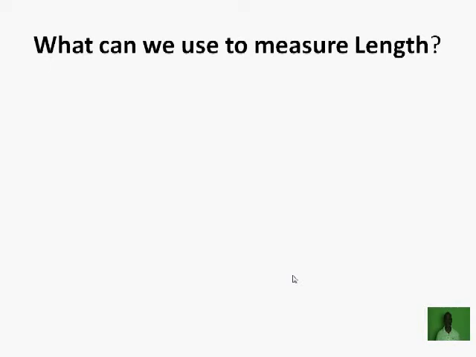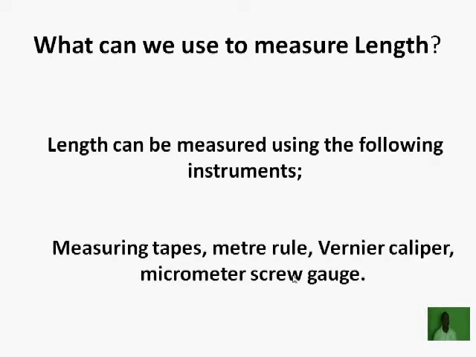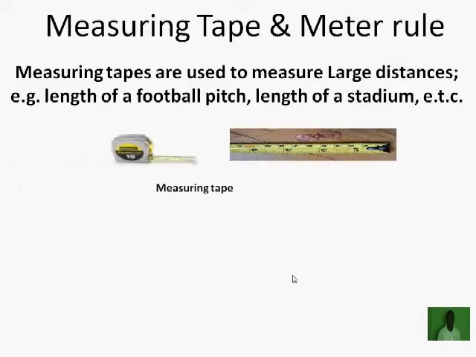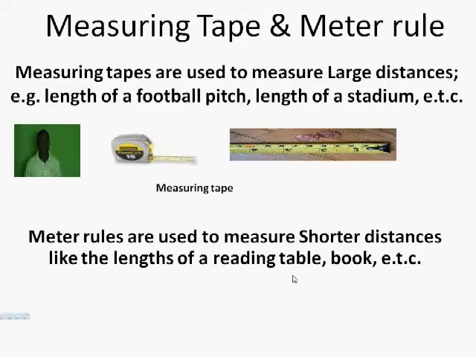What can we use to measure length? Length can be measured using the following instruments: measuring tapes, meter rule, vernier caliper, micrometer screw gauge. Measuring tapes and the meter rule. Measuring tapes are used to measure large distances such as the length of a football pitch, the length of a stadium, etc. This is a sample of a measuring tape. Meter rules are used to measure short distances like the length of a reading table, a book, etc.